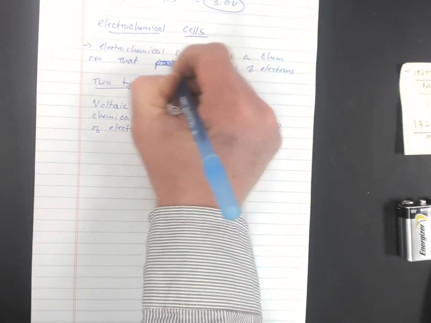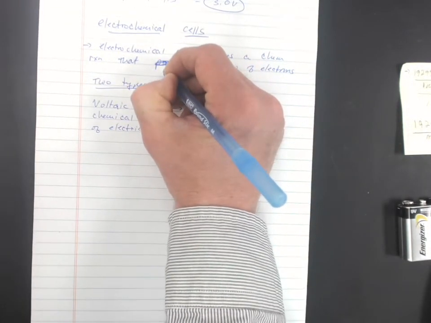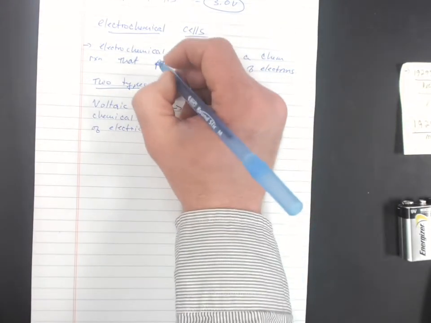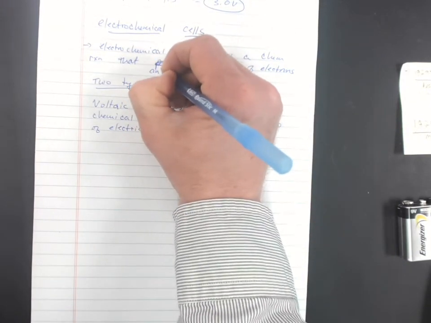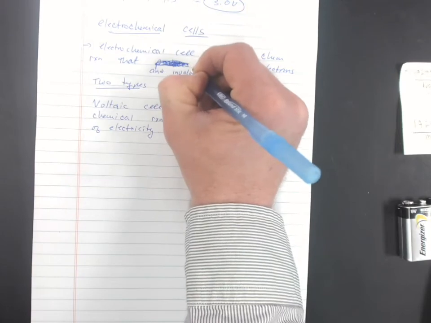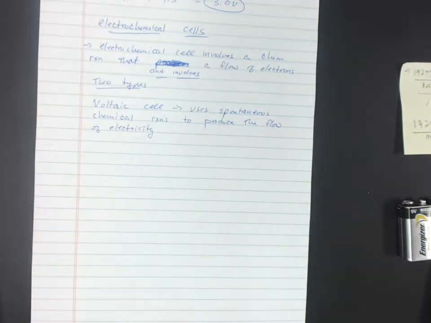Instead of saying produce here for this definition, I'm just going to say and involves. That's a little bit more accurate, because it may not always produce, it could use just the flow of electricity.